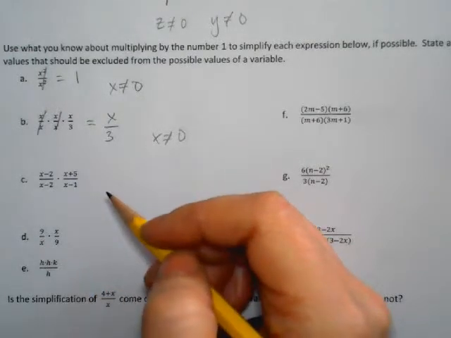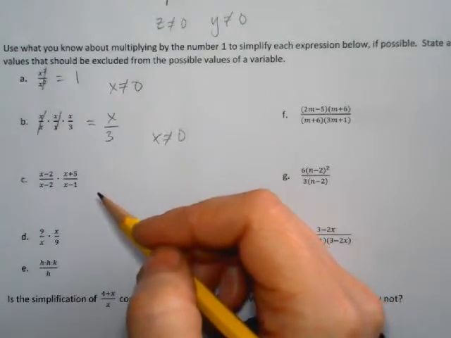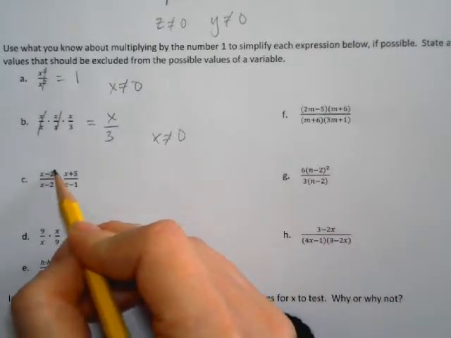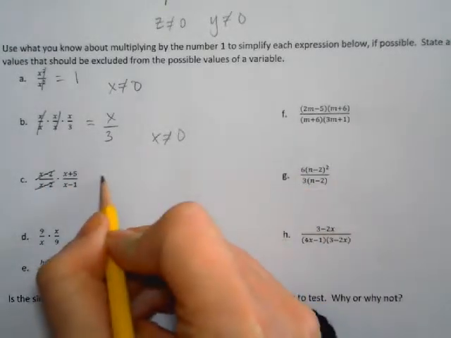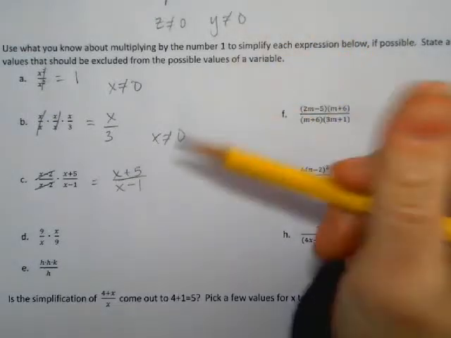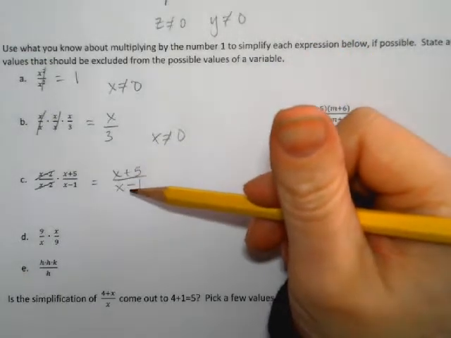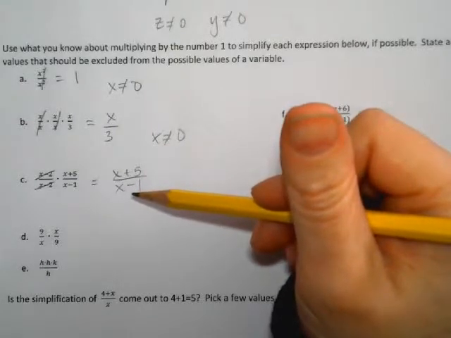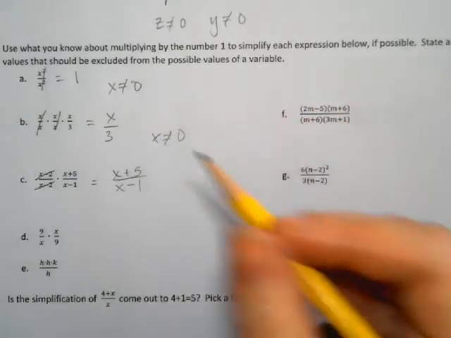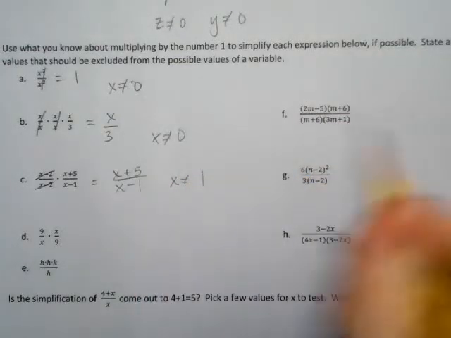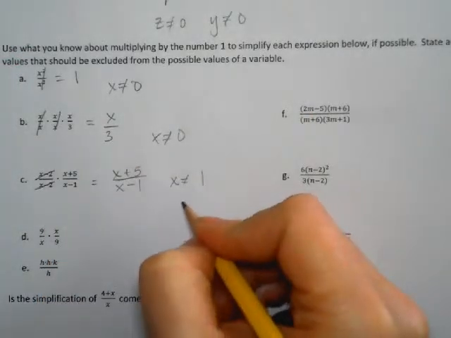On part C, what can I do with that? You got x plus 5 over x minus 1. Yep. So my x minus 2 over x minus 2, that divides out, and I am left with x plus 5 over x minus 1. So, we're going to talk about this shortly. Okay, so what can't it be? What can't x be? 1. So x can't be 1. If we look at our original problem, it also can't be 2.